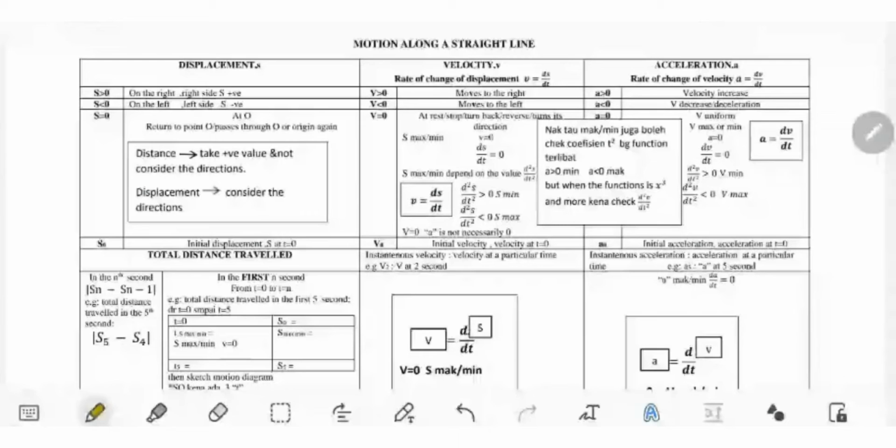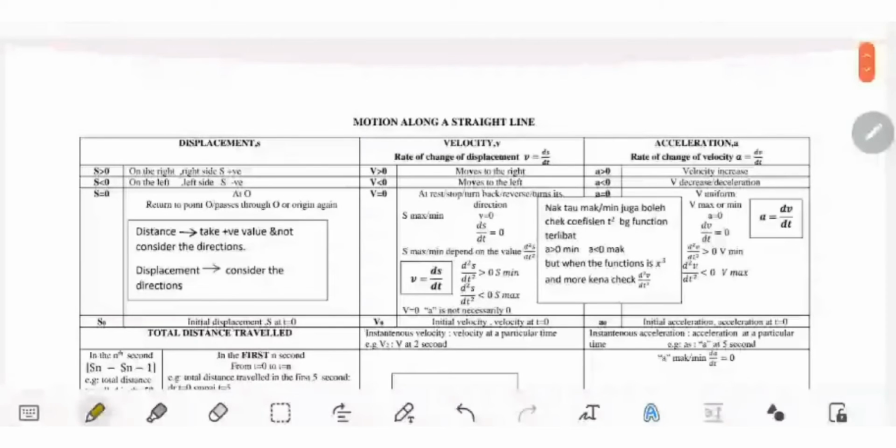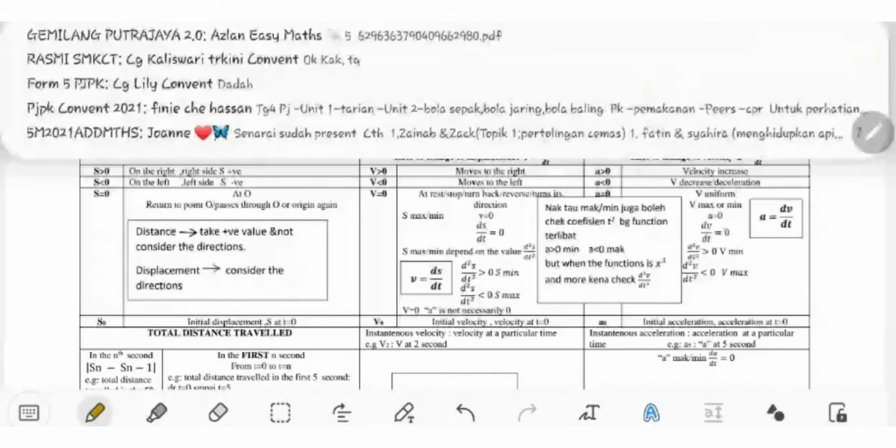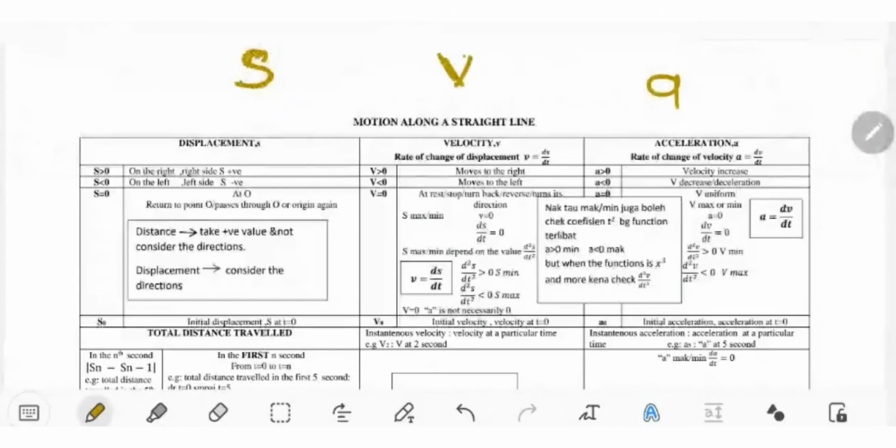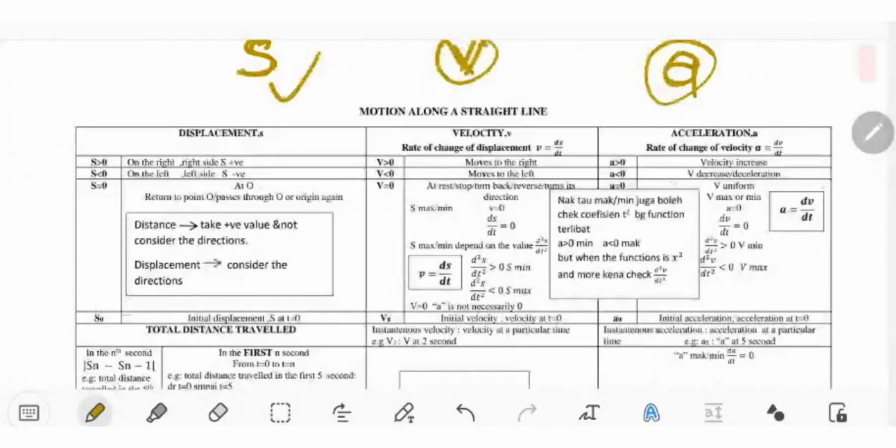I dah bahagi kepada 3 kolom. Boleh tengok kat sana kita ada SVA. S displacement, V velocity, A acceleration. Okay, hari ni kita tak nak tengok velocity and acceleration, kita cuma nak tengok displacement. Okay, so semua dah ada kat sini. Yang saya sebut tadi tu.